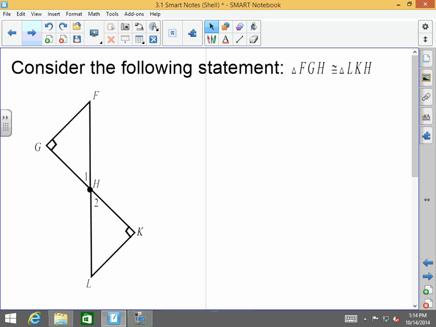Consider the following statement. Let's say that triangle FGH is congruent to triangle LKH. Okay? In this particular case, what angle is congruent to what angle? Angle 1 is going to be congruent to angle 2. Not only because they're vertical, but if you think about it, FGH and LKH have the H in common. So the reflexive property would be initiated there.